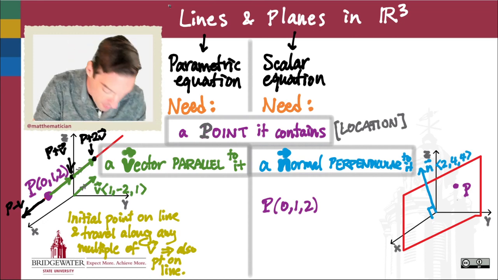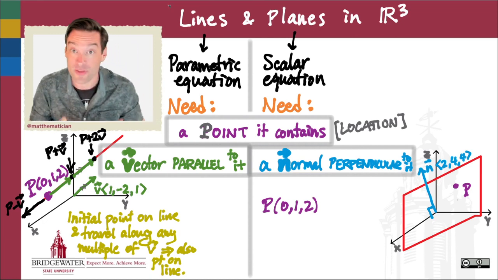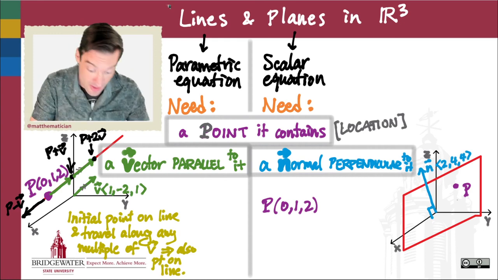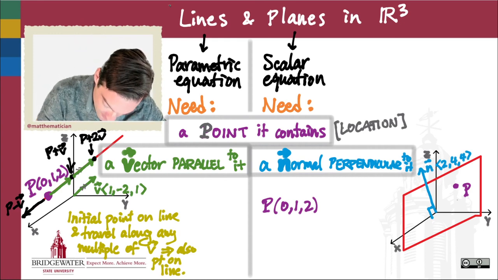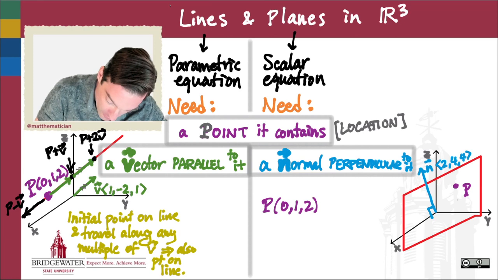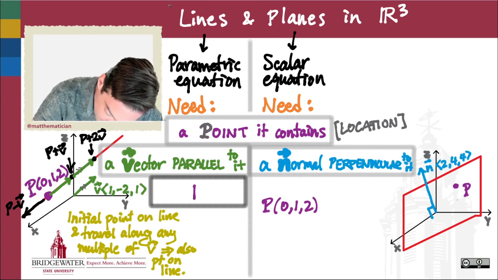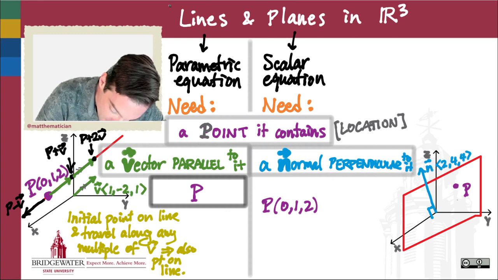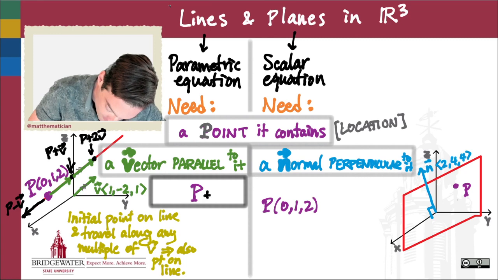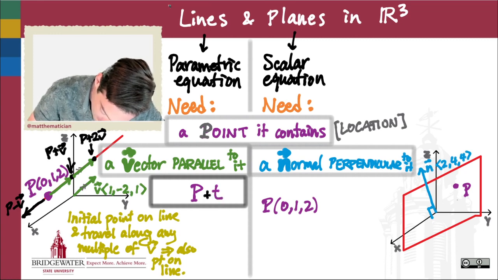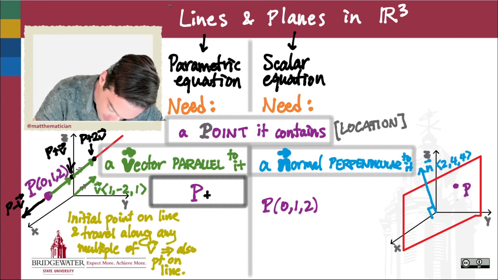So what do all of the points on my line have in common? All of them are p plus some multiple of v. And so an equation for this line, we can describe all the points on this line as my point, p, added to some multiple, and that unknown multiple I'm going to call t. Again, keep my colors straight here. P plus t times v.